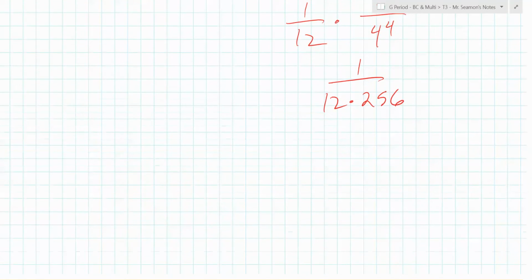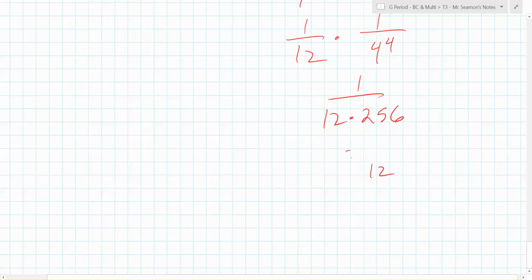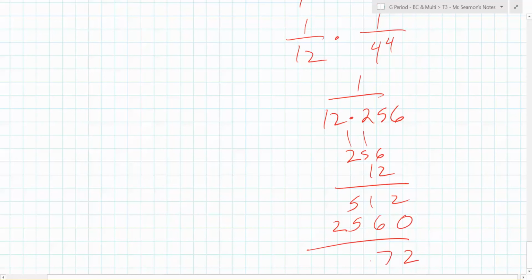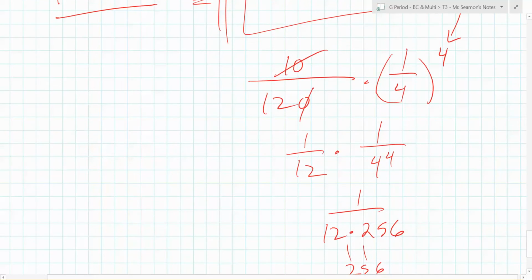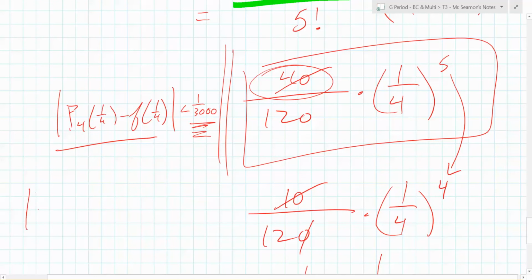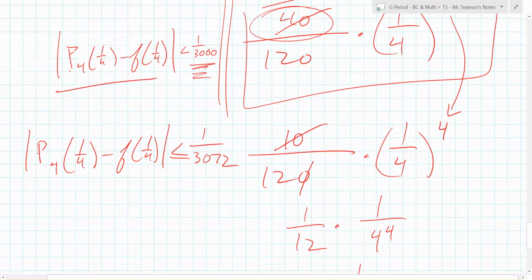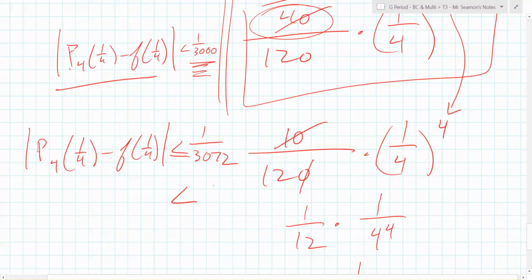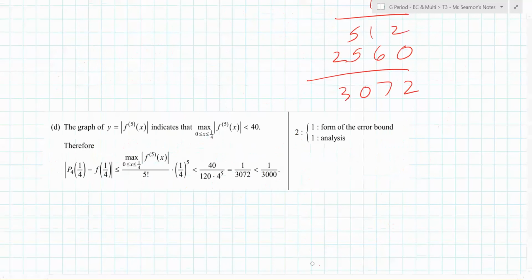And yeah, that's not like the nicest thing to do, but what do you have here? 12 times 256, you get 3,072. Oh, look at that. So you've just shown that P4 of 1/4 minus f of 1/4 has to be less than or equal to 1 over 3,072. What does that mean? It definitely is less than 1 over 3,000. Excellent.